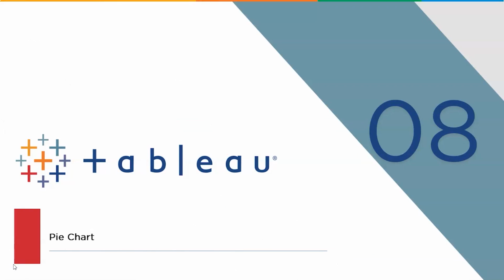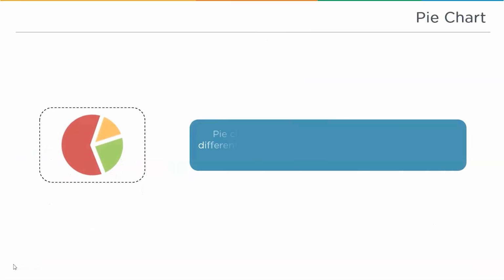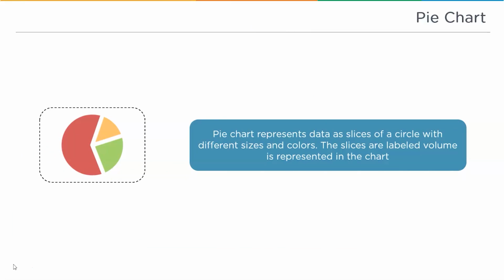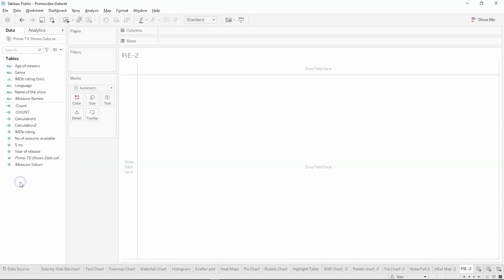Now the next type of chart that we will be dealing with today is the pie chart. So pie chart represents data as slices of a circle with different sizes and colors. The slices are labeled volume and the volumes are represented in the form of a chart. Now let's continue with the pie chart.